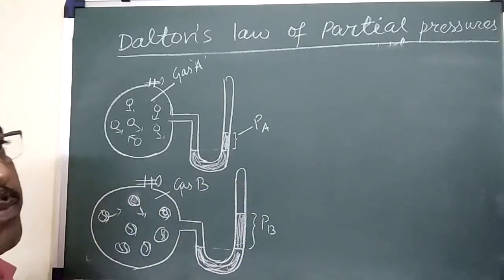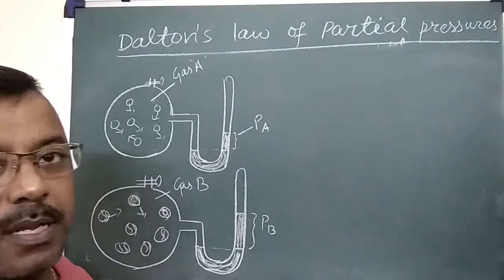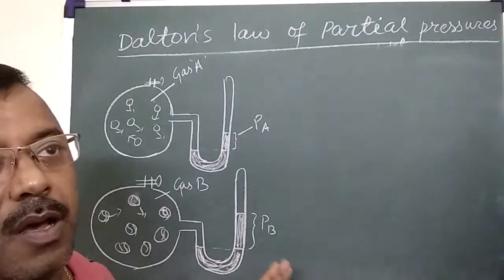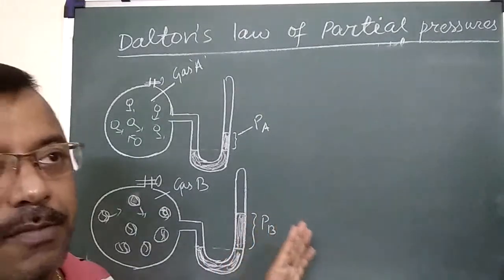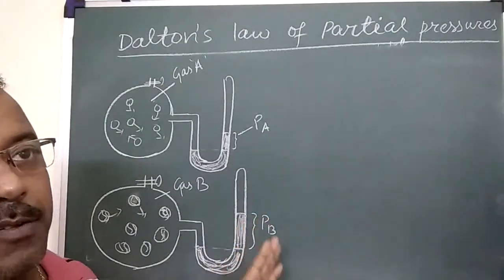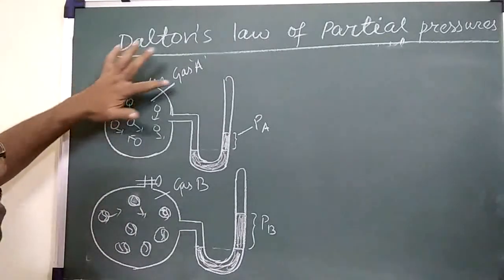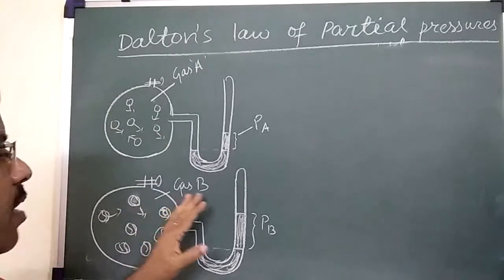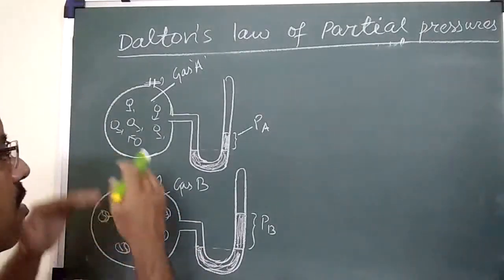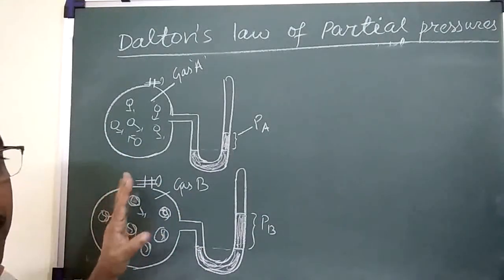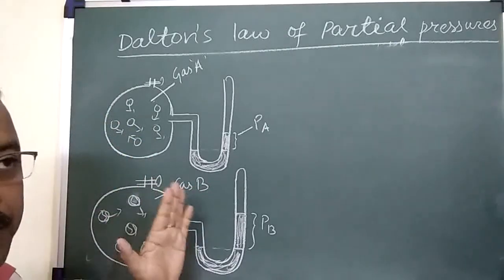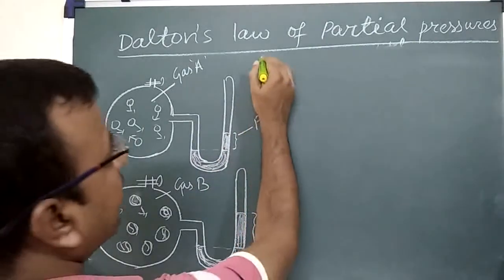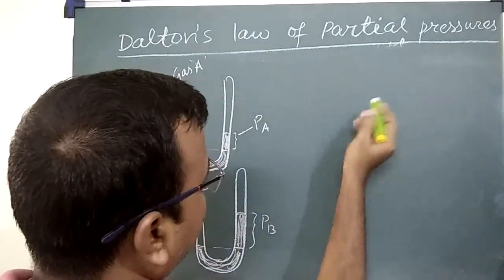Again, if you see Dalton's law of partial pressure, the statement is: the pressure exerted by a mixture of non-reactive gases, you add it. Non-reactive gases means if we are taking gas A and B, when we mix them, A will not chemically react with B. So it should be non-reactive gases. Here A and B, I will write here.